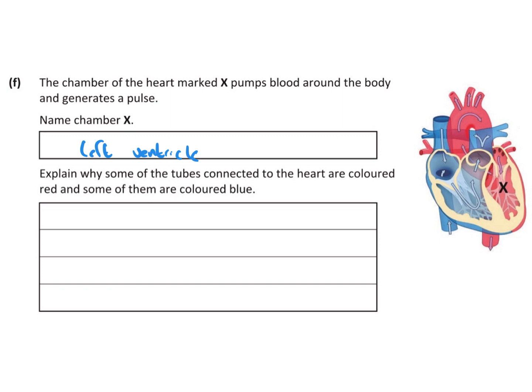Explain why some of the tubes connected to the heart are coloured in red and some of them are coloured in blue. So red depicts oxygenated blood, and blue depicts deoxygenated blood.